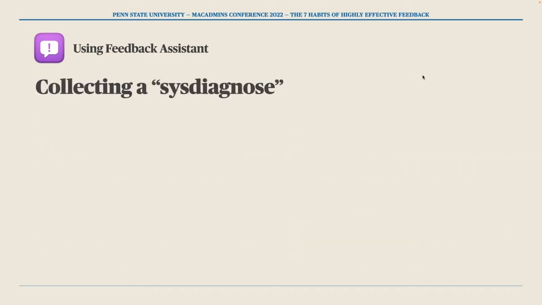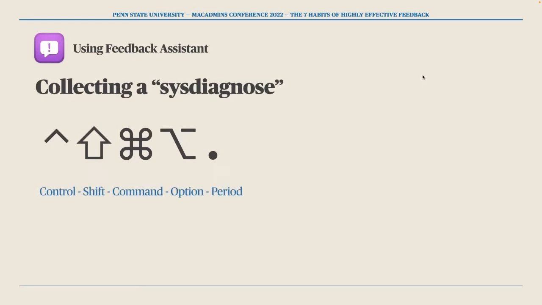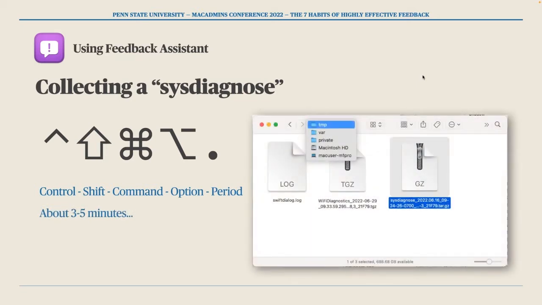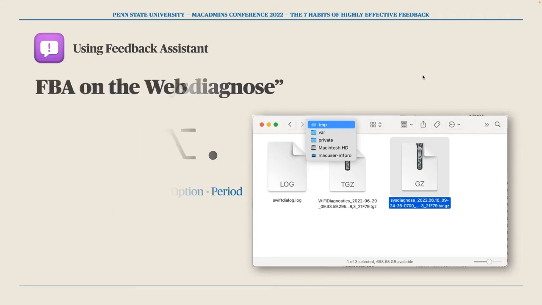Now, one of the things you'll be asked to do a lot when you're submitting feedback, whether you're working through AppleCare or you're reporting an issue to Apple, is collecting a sysdiagnose, which is short for System Diagnostics. And the keyboard shortcut for that is Control, Shift, Command, Option, period. This will cause the screen to flash, and then your computer will churn for about 3 to 5 minutes, and then you'll end up with a file in a temp folder, that sysdiagnose file. It's several hundred megabytes large and contains a lot of detailed logs for reporting an issue.